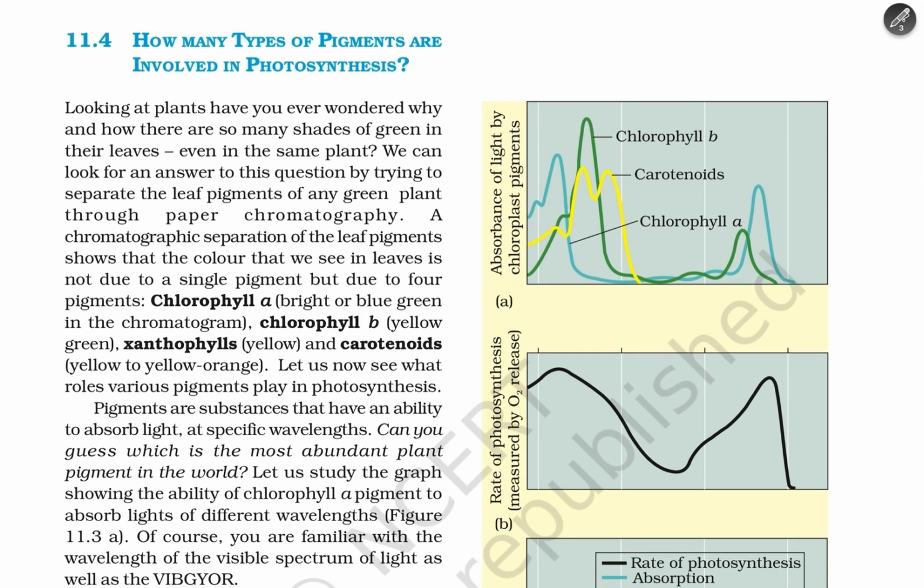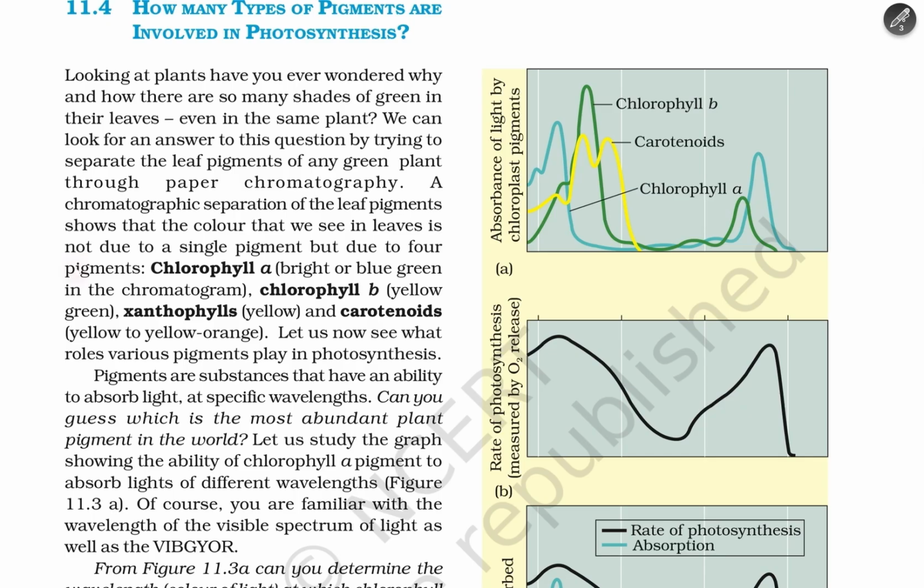Many types of pigments are involved in photosynthesis. Looking at plants, have you ever wondered why there are so many shades of green in their leaves, even in the same plant? We can look at the answer to this question. We try to separate the leaf pigments of any green plant through paper chromatography. Chromatographic separation of leaf pigments shows that the color that we see in the leaves is not due to a single pigment but due to four pigments: chlorophyll a, bright or blue green in the chromatogram; chlorophyll b, yellow green; xanthophyll, yellow; and carotenoids, yellow to yellow-orange.